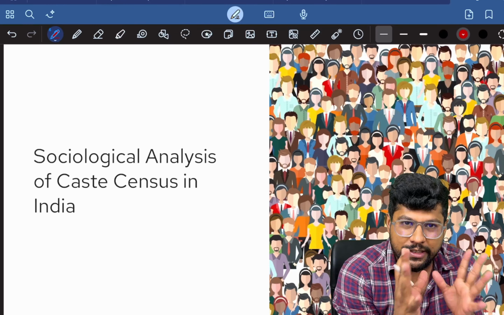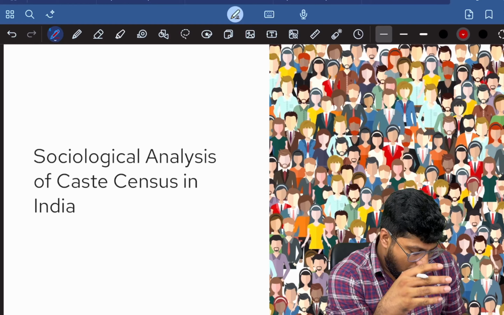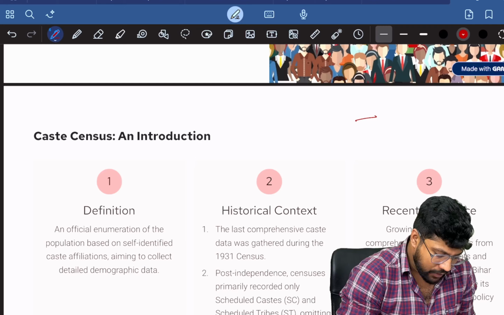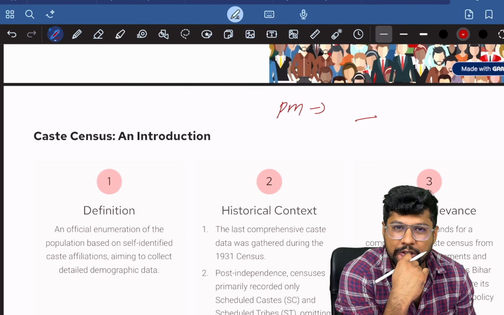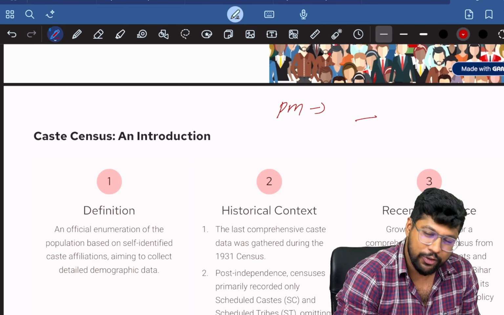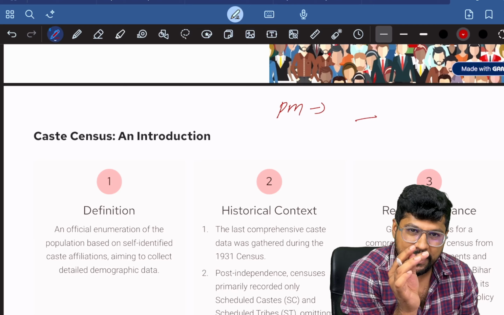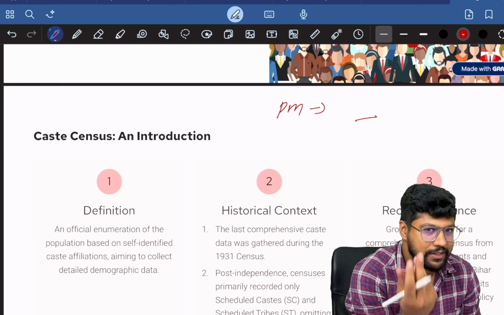Today we are going to discuss the sociological analysis of the caste census. As you already know, the Prime Minister of India announced that we are going to conduct a caste census along with the next census. You might already know what a census is. Census is nothing but an enumeration of population data, right? So along with the population data, if we are collecting caste-based data, it is known as a caste census.